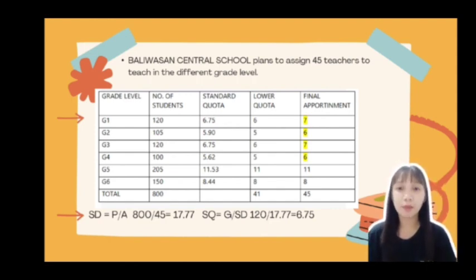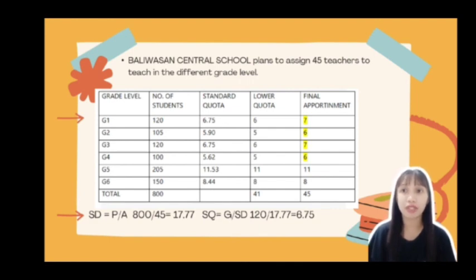In this example problem, Baliwasan Central School plans to assign 45 teachers to teach in different grade levels. The number of students in each grade level is given in the table. So we're going to use Hamilton's method to assign each grade level the appropriate number of teachers.